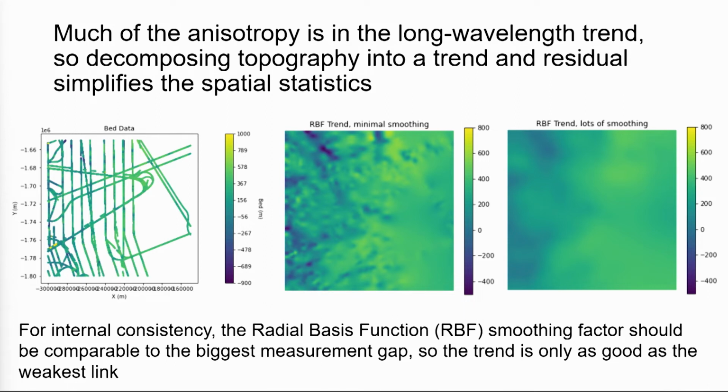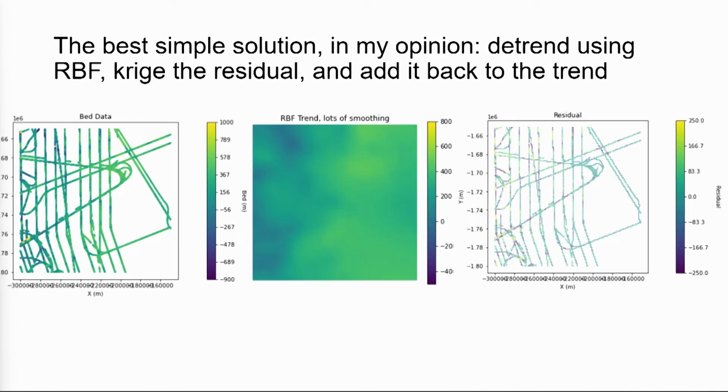So you need to set some kind of smoothing factor, which I've shown here in the middle and on the right. And I think it's best practice to set the smoothing factor to be comparable to the biggest gap in measurements that you have, so that we have this internal consistency. So that means that the quality of this radial basis function trend is going to be dictated by, I guess, the worst part of your map. But I think the simplest solution is to use RBF to do the trend, Krige the residual, add them together, and that way you get something that quantifies your uncertainty and has more of this continuity.